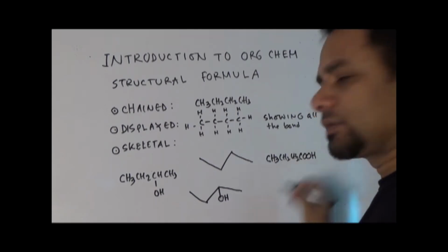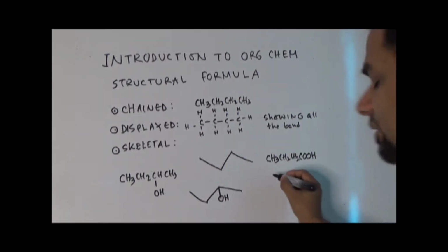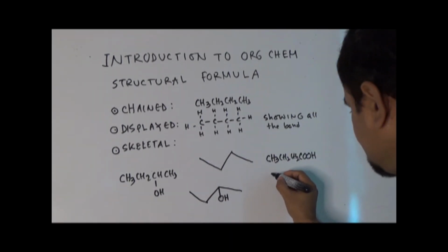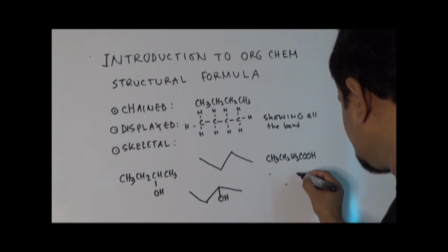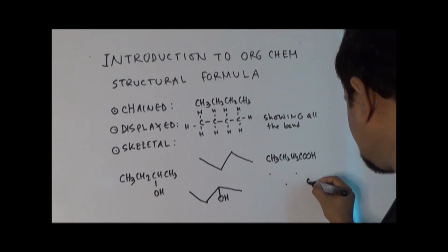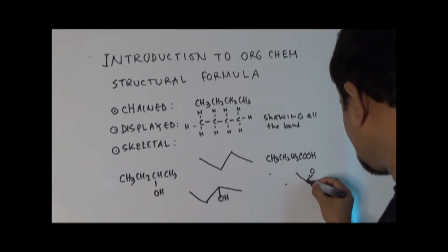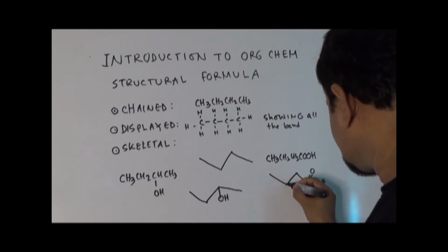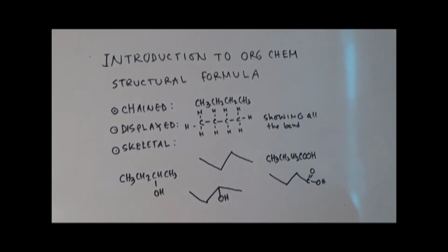Another example we want to show, COOH. The skeletal formula will be like that: 1, 2, 3, 4. The last carbon has the functional group, so you have to show the functional group. And you do not write the carbon and hydrogen.